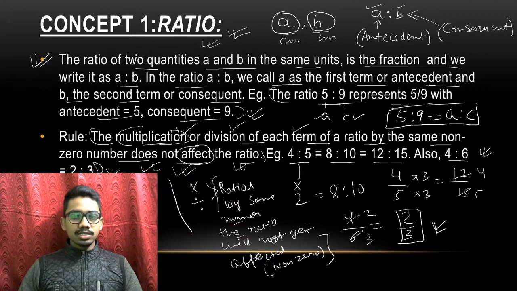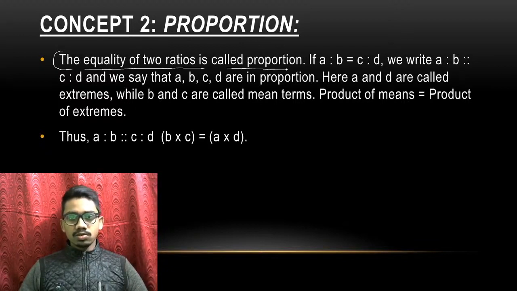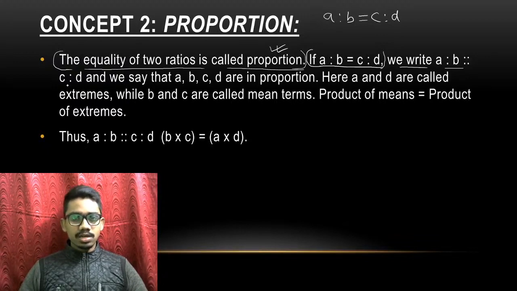So let's move on to the concept of proportion. We talked about the concept of ratio. Let's talk about the concept of proportion. Then I will give you some questions for solving. So see, the equality of two ratios is called what? Proportion. Okay. So if A ratio B and C ratio D is written over here, A is to B equals C is to D. Okay, we write A is to B, this is proportion, C ratio D.